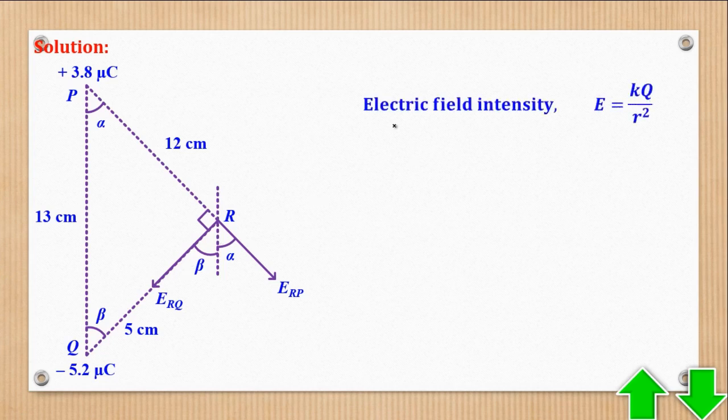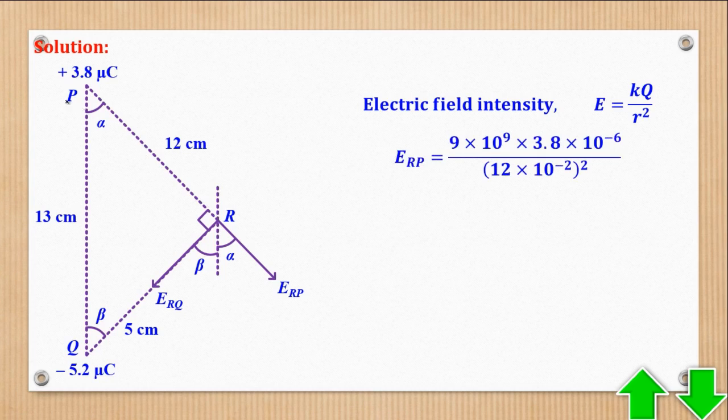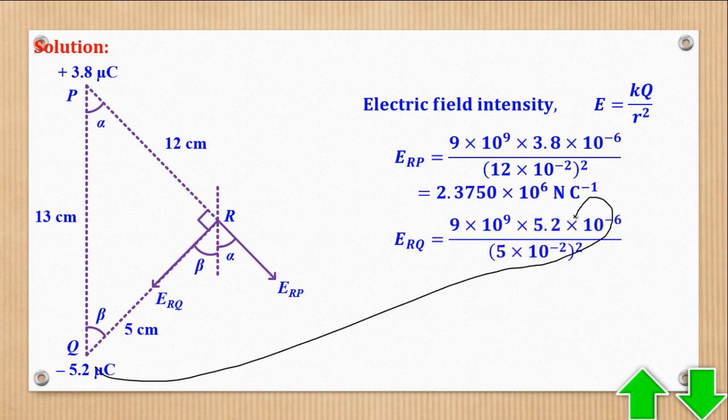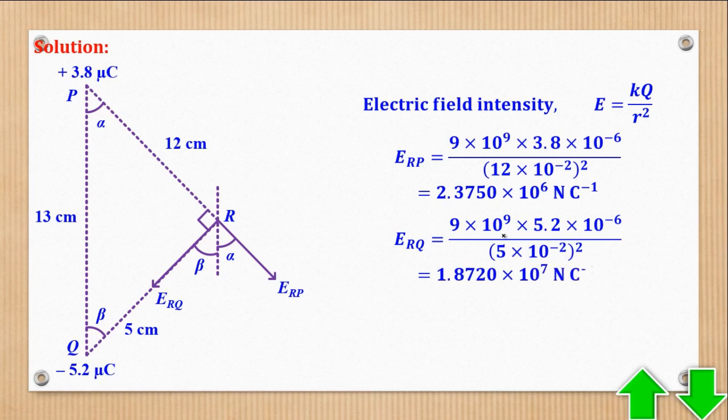Then we can now calculate our magnitudes first. Using the formula, intensity at R due to charge at P, this will be the charge used and this will be the separation converted to meters. Then you come up with that. Then at R due to charge at Q, this will be the charge used and this will be the separation. Then you come up with that.